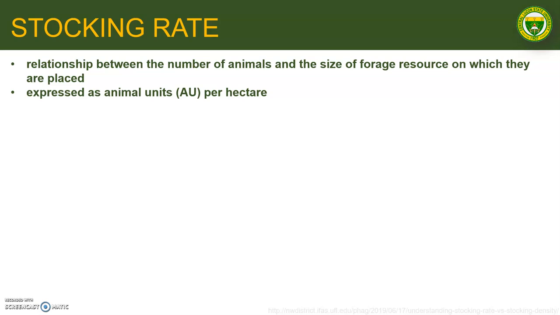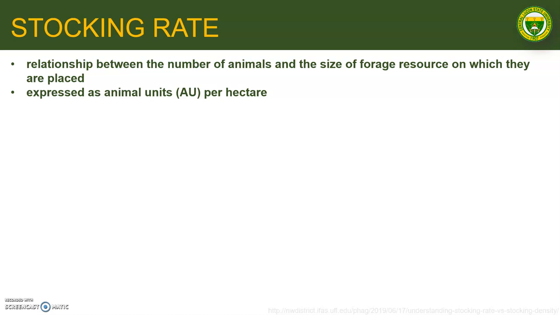One of the best protocols of pasture management is to balance the available forage supply with the livestock demand. Or we can ask how many cattle or water buffalo can be stocked in a given amount of pasture area. This can be answered by understanding the principles of stocking rate and carrying capacity. Let us discuss first the stocking rate. Stocking rate is defined as the relationship between the number of animals and the size of the forage resource on which they are placed. Stocking rate is generally expressed as animal units per hectare.